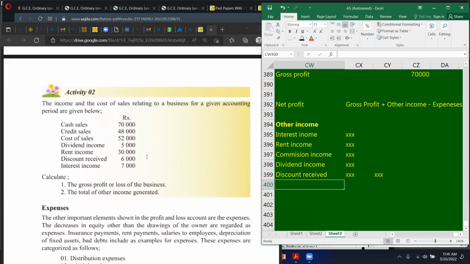Can you try activity number 2, everyone? Can you try activity number 2?